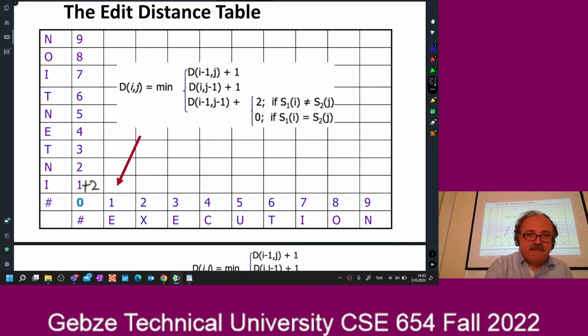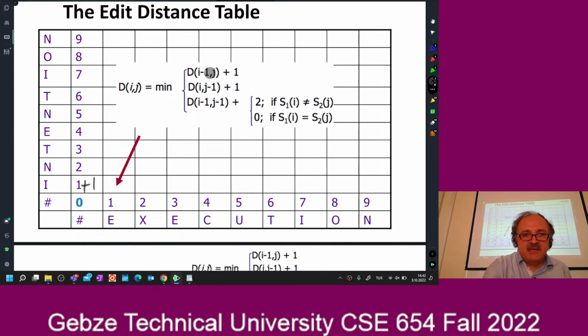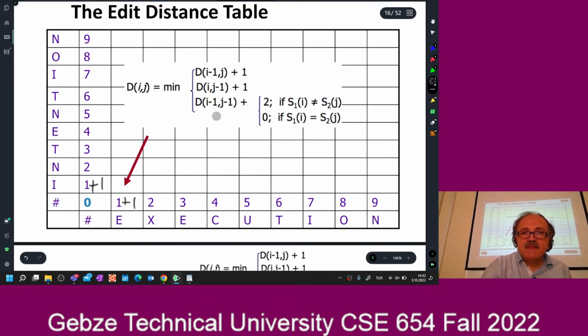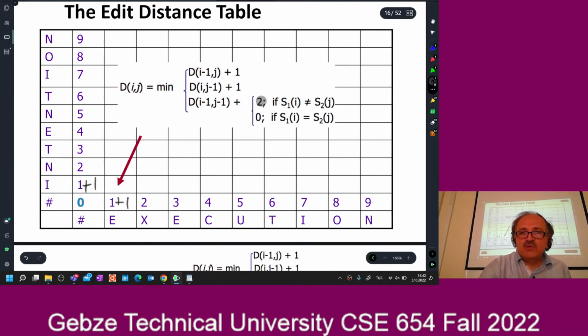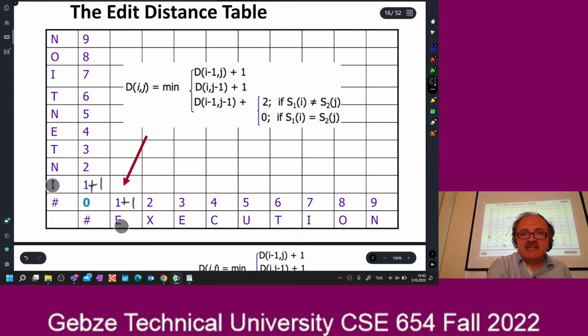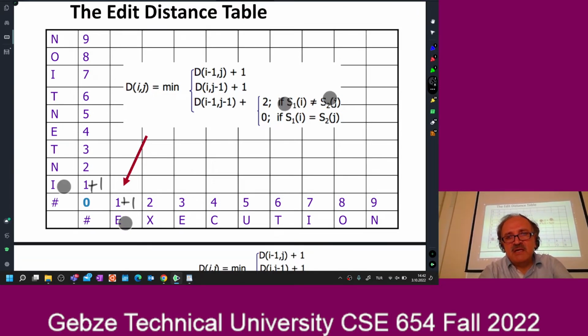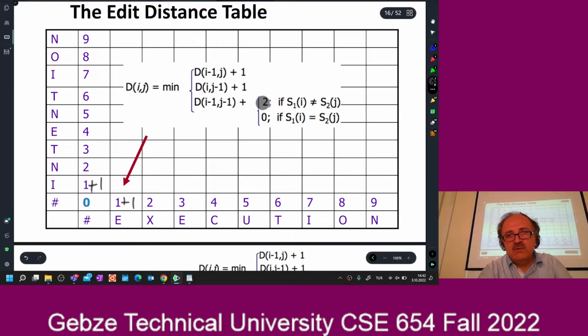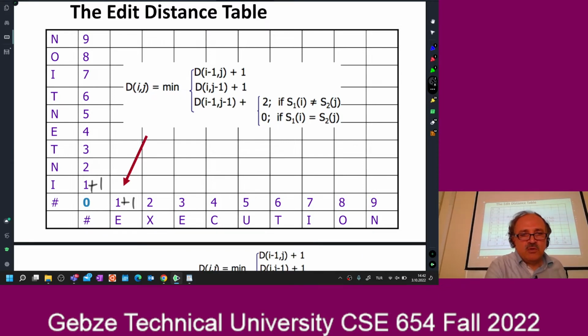Either choose 1 plus 1, which comes from this top part, or this one, 1 plus 1, or this one. Look at the diagonal, 0. Add a number to it. It's going to be either 2 or 0. If these 2 letters are different, then add a 2. Otherwise, add a 0. In our case, these 2 letters are different, so I'm going to add a 2. It's going to be 2.